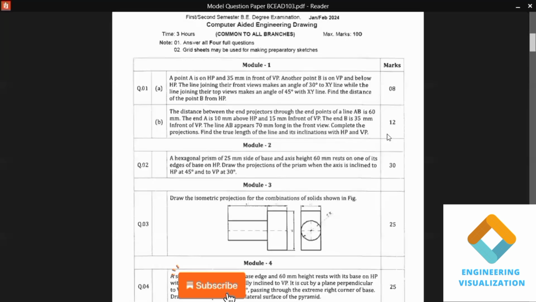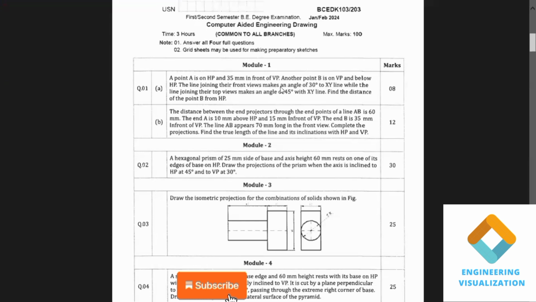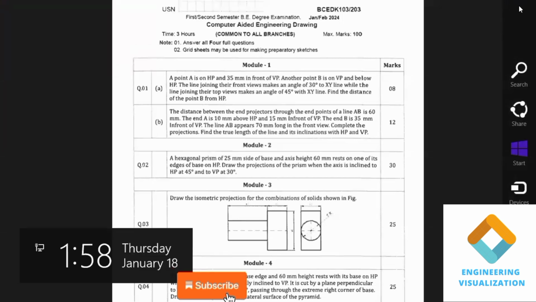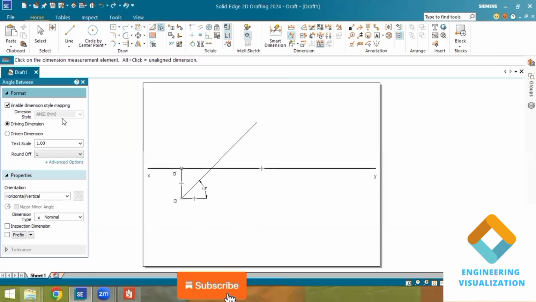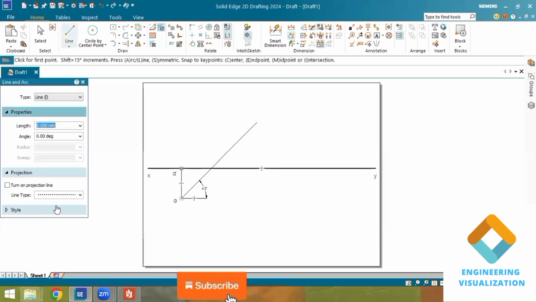So you can see the question here: another point B is on VP. Point B on VP means its top view should be drawn on the XY line. We know that the top views are connected by an angle of 45 degrees. From the top view of A we have already drawn an angled line at 45 degrees. Now I'll put the point. The top view should be marked on the line passing at 45 degrees and on the XY line, at the intersection of this 45-degree line and the XY line.